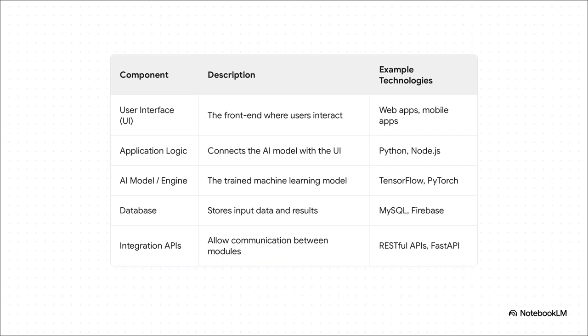The user interface, or UI, that's the part you actually see and touch on your screen. The application logic, think of it as the nervous system, connecting everything behind the scenes. The AI model is the brain, doing all the heavy lifting and thinking. And the database? Well, that's the system's memory, storing all the important info.